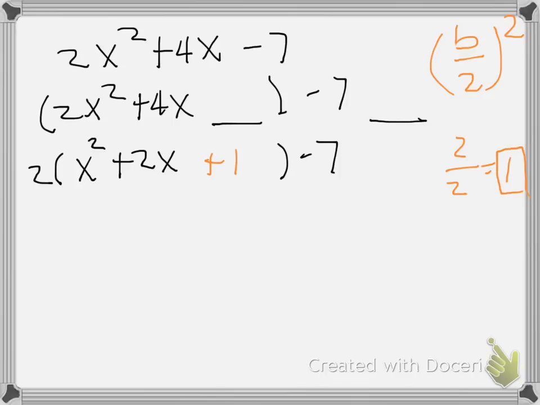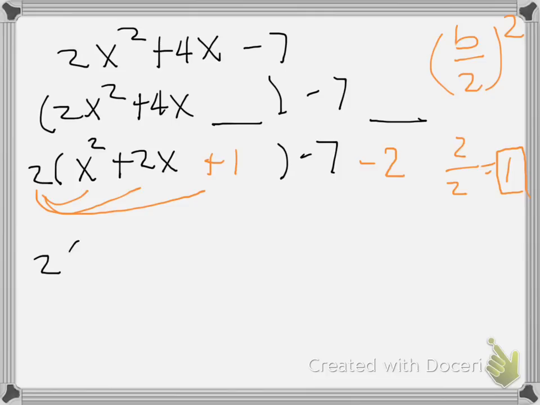So we're going to add a 1 on the inside, and we would naturally want to subtract a 1 on the outside. However, keep in mind that when we distribute this 2 back in, it's going to be multiplied by that plus 1, which is really going to turn it into a 2. So if I don't want to change this equation, I need to compensate for that plus 1 by subtracting a 2 on the outside, so that when everything is simplified, I haven't actually changed my equation at all. So now I can continue with completing the square.